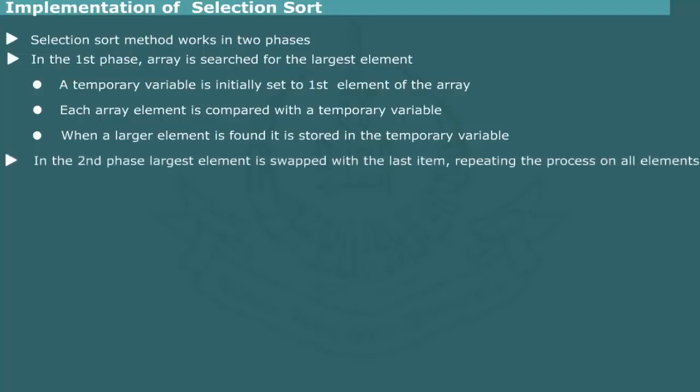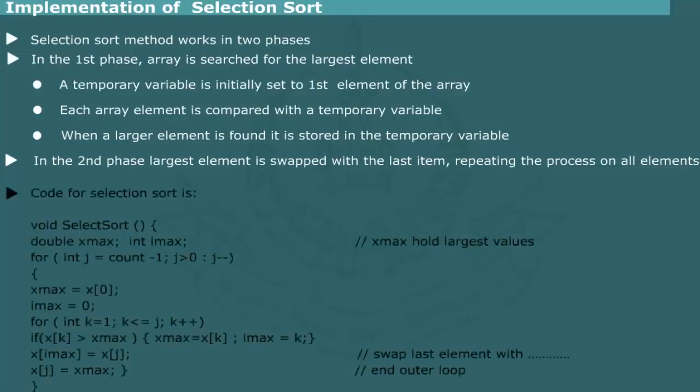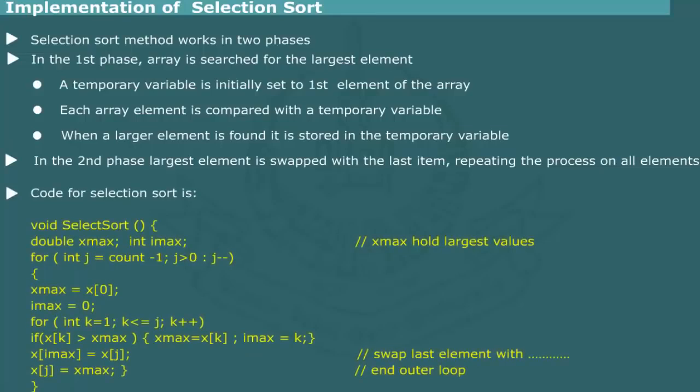In the second phase, the largest element is swapped with the last item. The process is repeated on the subarray. The code for selection sort is as shown. It uses variables xmax and imax to hold the largest value and the index of the largest element. The variable count holds the number of elements in the array.